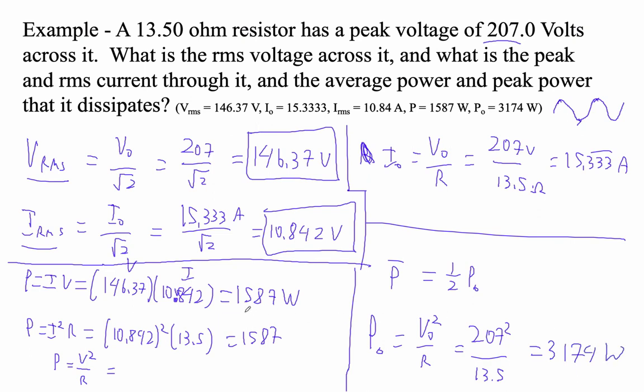Which is exactly twice this. Another way I could find it, I could do I squared R. Power is I squared R, so peak power would be peak current, so I'll use this guy. The peak power is 15.33333 squared times 13.5. Now, did I show you guys how to type in repeating decimals? I'll show it to you sometime. If you ask me, I'll show you. Then don't forget to square it times 13.5. I get 3174, the same thing.